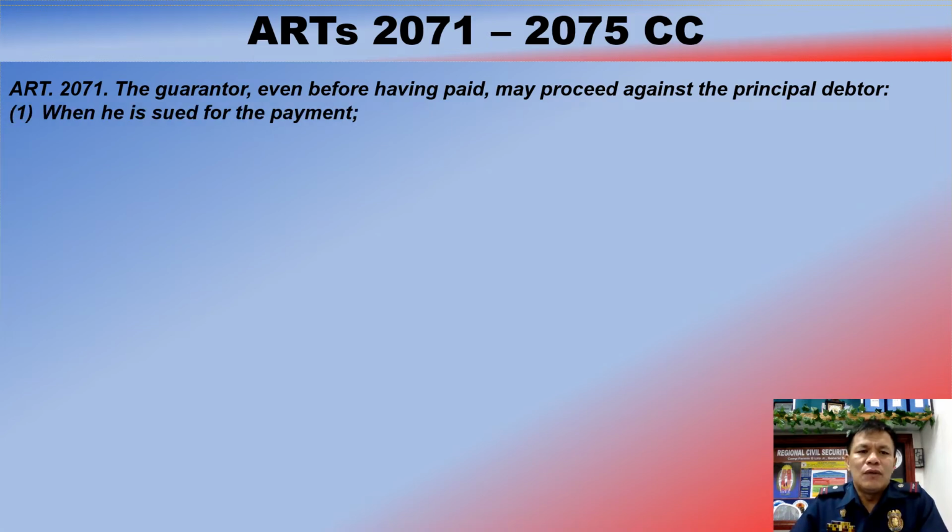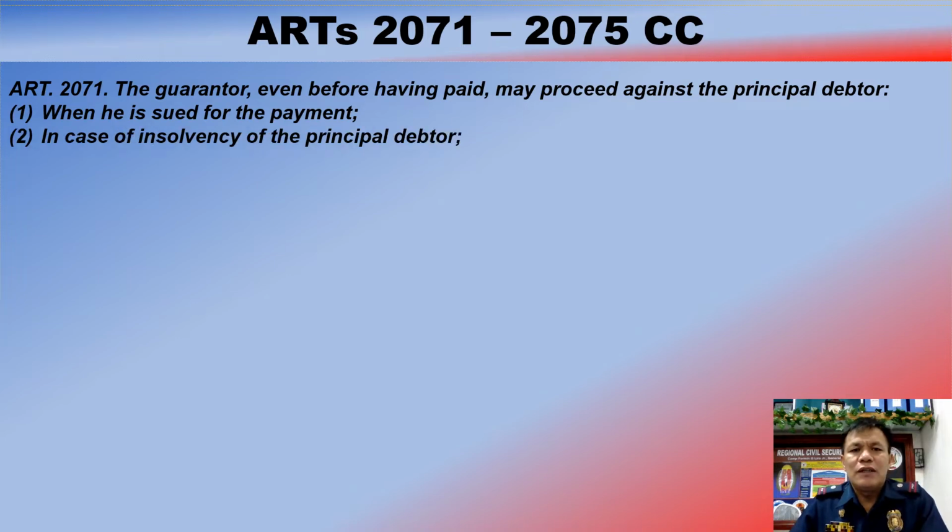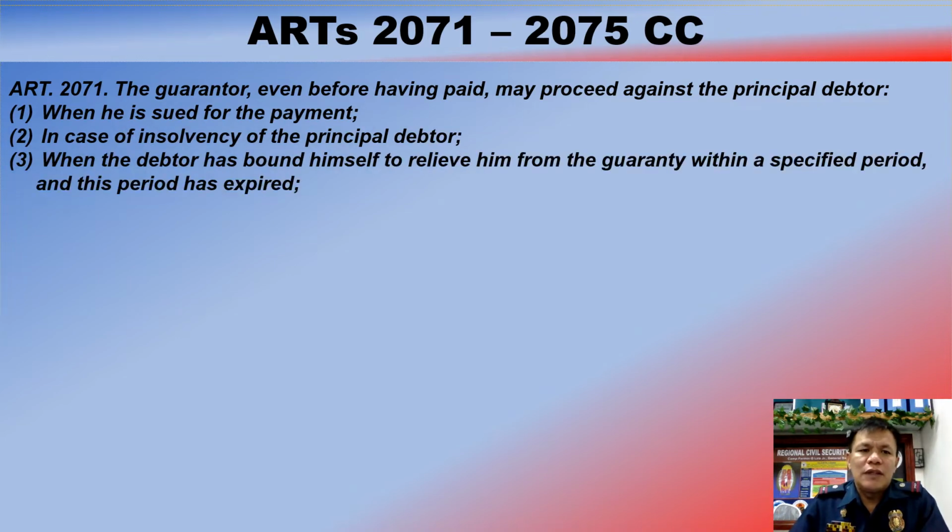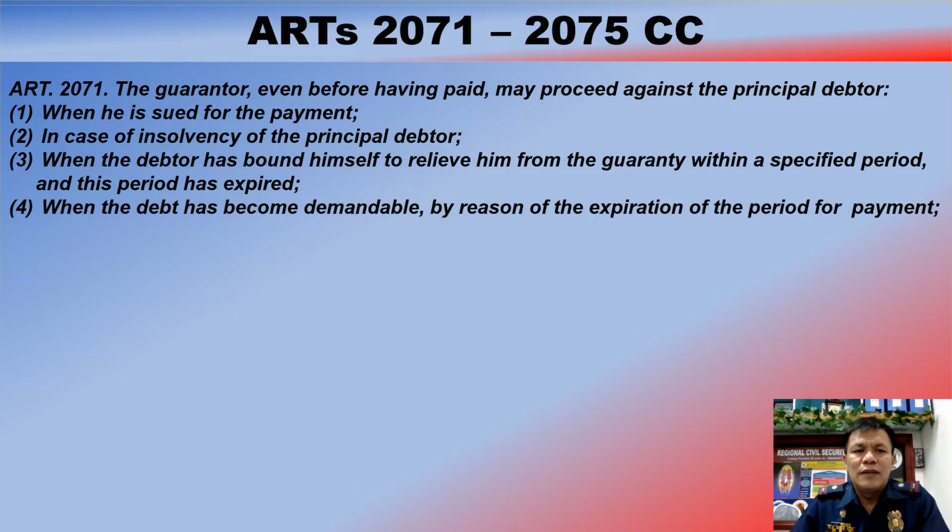1. When he is sued for payment. 2. In case of insolvency of the principal debtor. 3. When the debtor has bound himself to relieve him from any guarantee within a specified period, and this period has expired. 4. When the debt has become demandable by reason of the expiration of the period for payment.